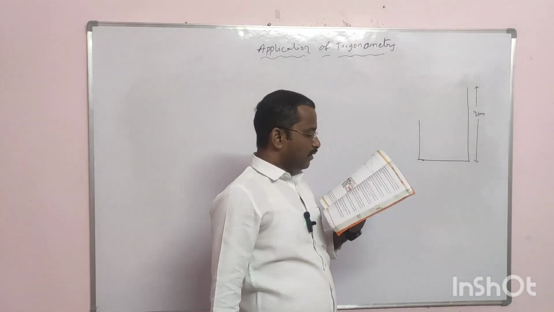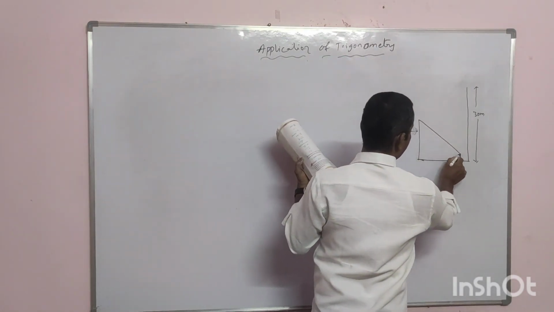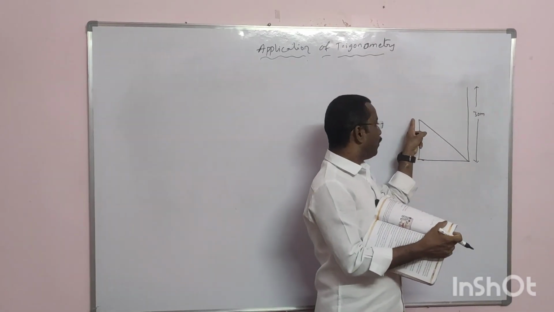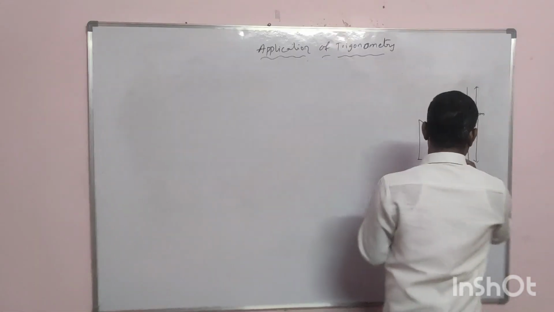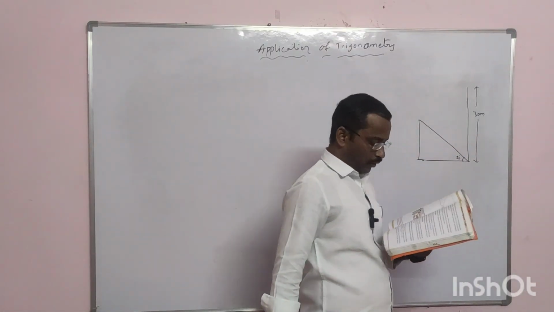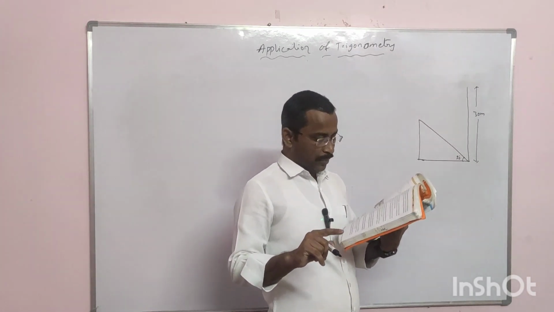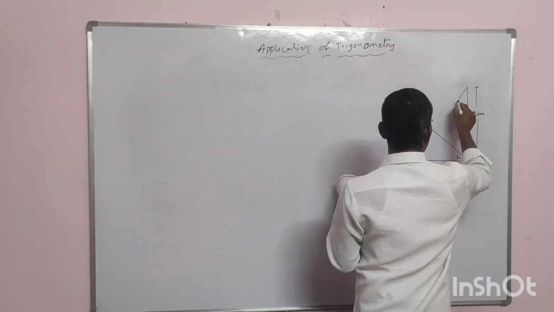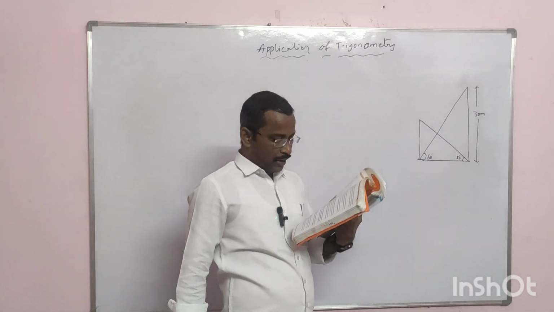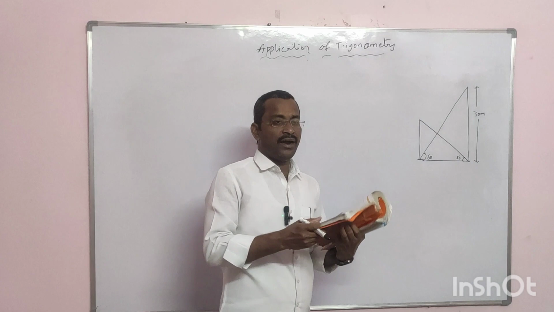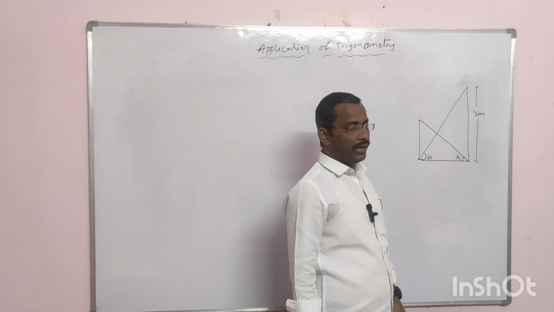The next condition is the angle of the top of the building from the foot of the tower. That angle is 30 degrees. Okay, next, the angle of elevation of the top of the tower from the foot of the building is 60 degrees. Now, if the tower height is 30 meters, find the height of the building. You need to find out the height of the building.